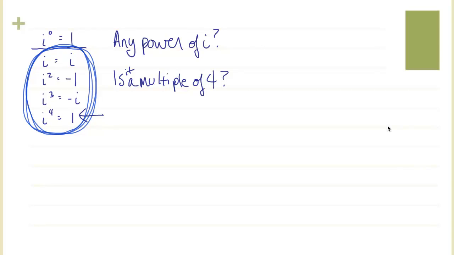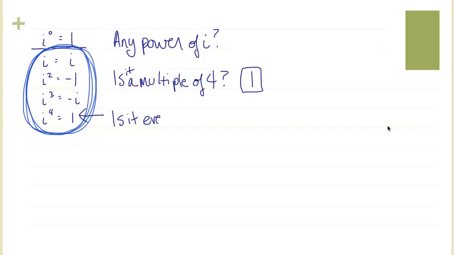So i to the 8th, 1. i to the 12th, 1. i to the 16th, 1. i to the 20th, 1. i to the 100th, 1. i to the 400th, 1. i to the 116th, 1. Anything you can divide evenly by 4, it's going to be 1. So if it's a multiple of 4, it's going to be 1.